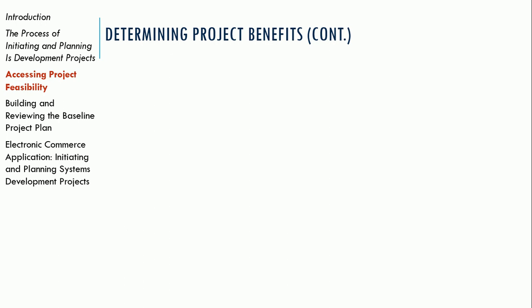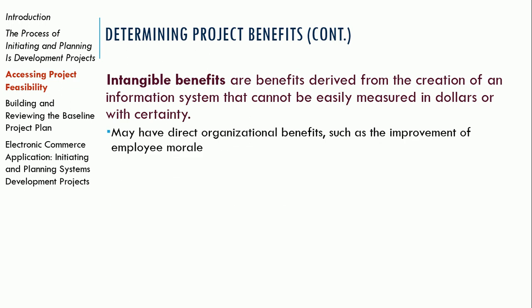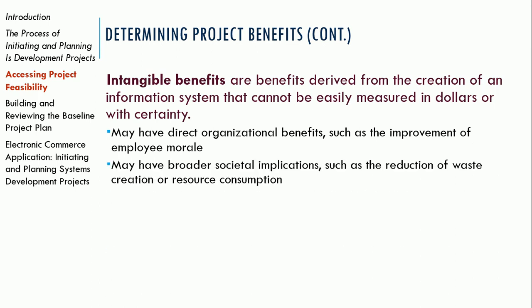All right, so the intangible benefits are benefits that are derived from the creation of an information system that cannot be easily measured in dollars or with any degree of certainty. It may have a direct organizational benefit, such as the improvement of employee morale. That's a classic example of an intangible benefit. People are happier, that's a benefit. People are not happy, that's a cost, right? So that's one example. It may also have broader societal implications, maybe reduction of waste, better resource consumption.